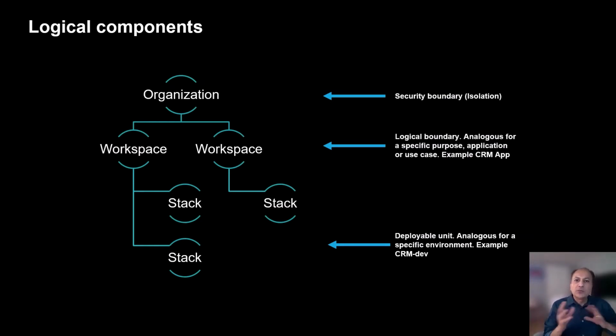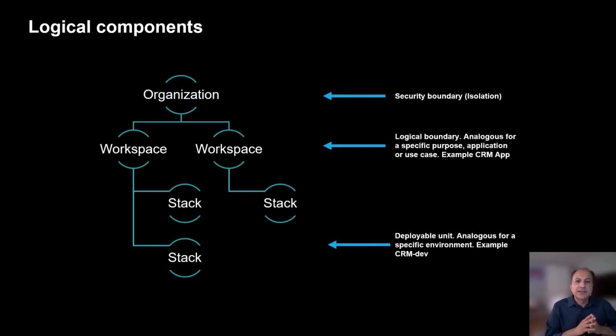From a logical components perspective, QCloud has three main components. On the top, you see an organization, which is a security boundary. And the second level is the workspace, which is a logical boundary. And this is analogous to a specific purpose, an application or a use case. For example, for an application like CRM, we could create a workspace.